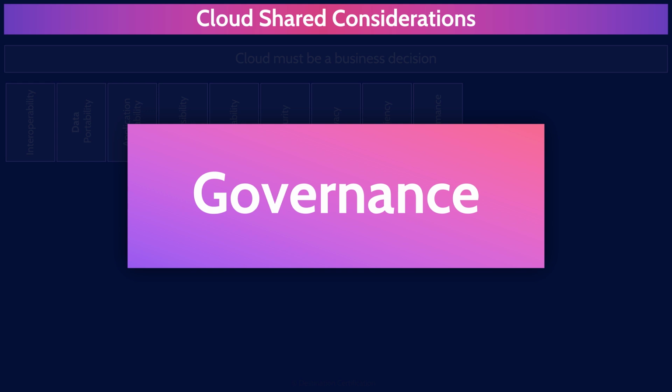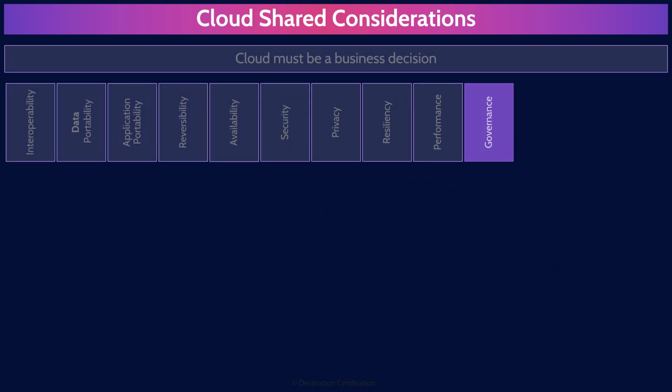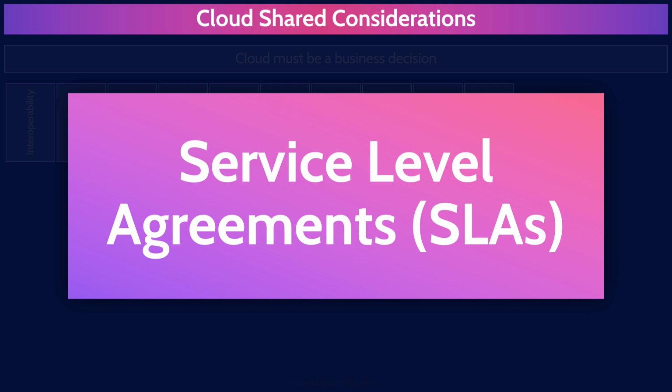Governance refers to the frameworks and processes that ensure effective management, control, and compliance of cloud resources and services, aligning with organizational goals, objectives, and policies. Service level agreements, SLAs, are part of formal contracts between cloud consumers and providers that define the expected levels of service, including uptime, performance metrics, and penalties if these service levels are not met.